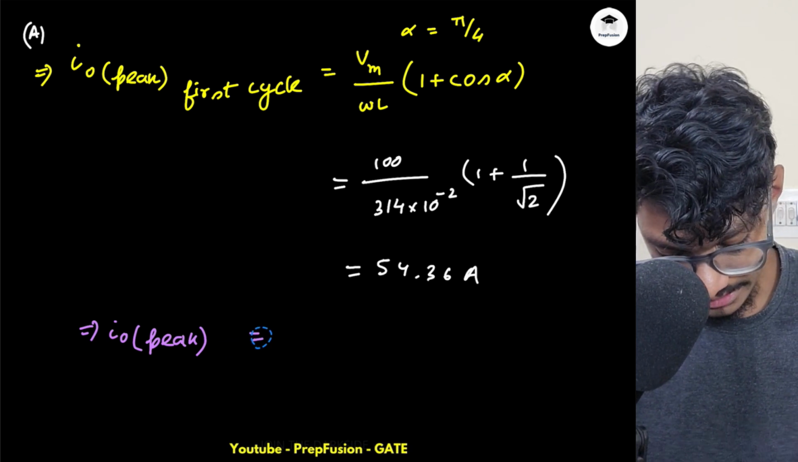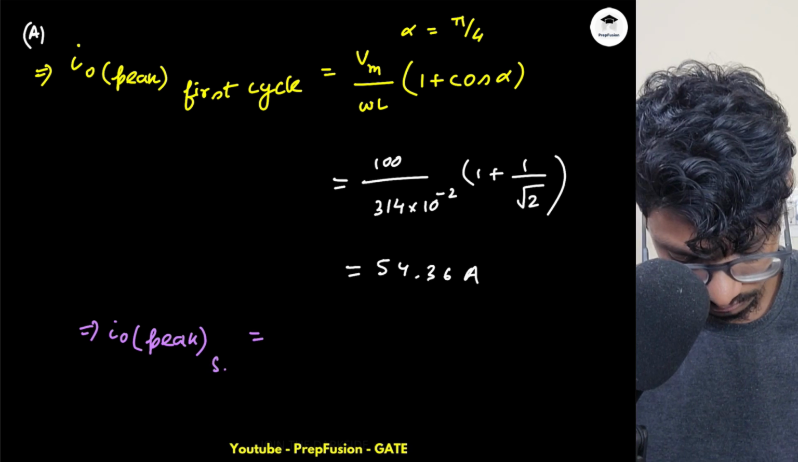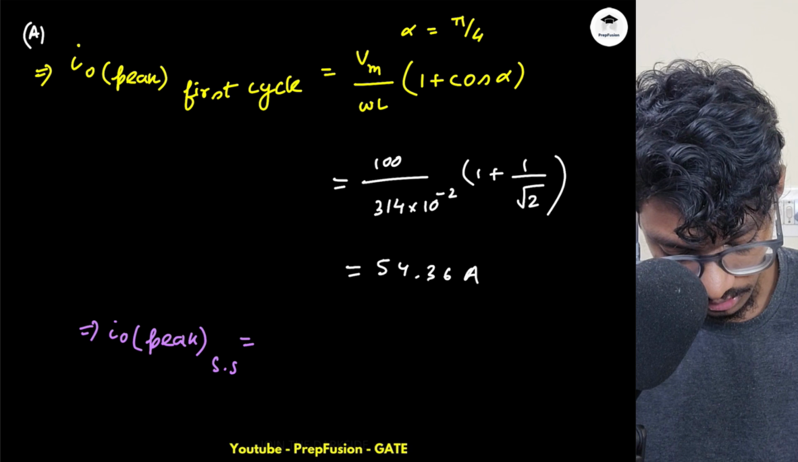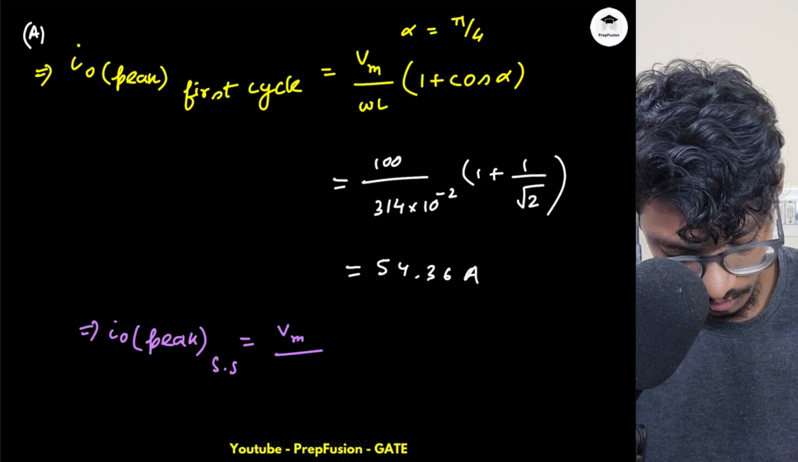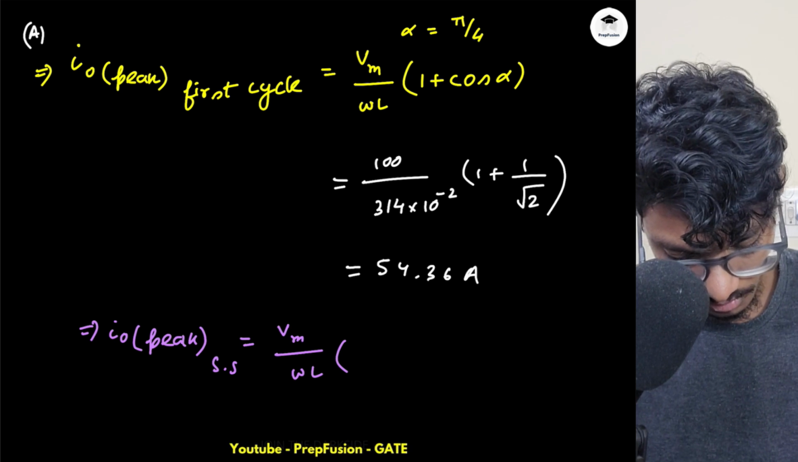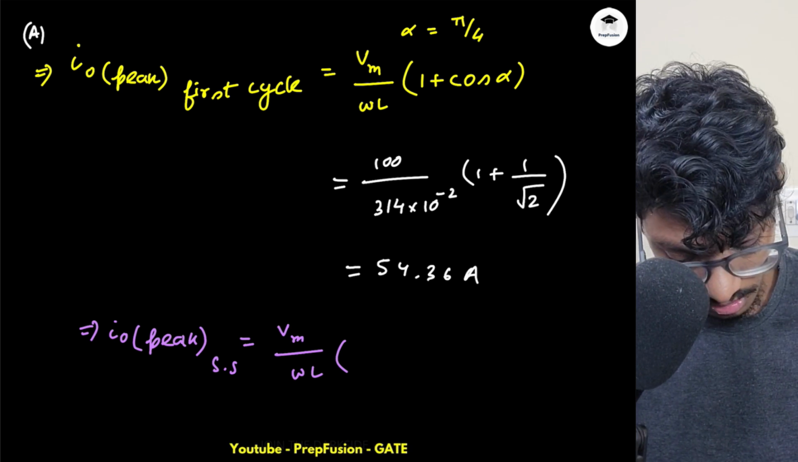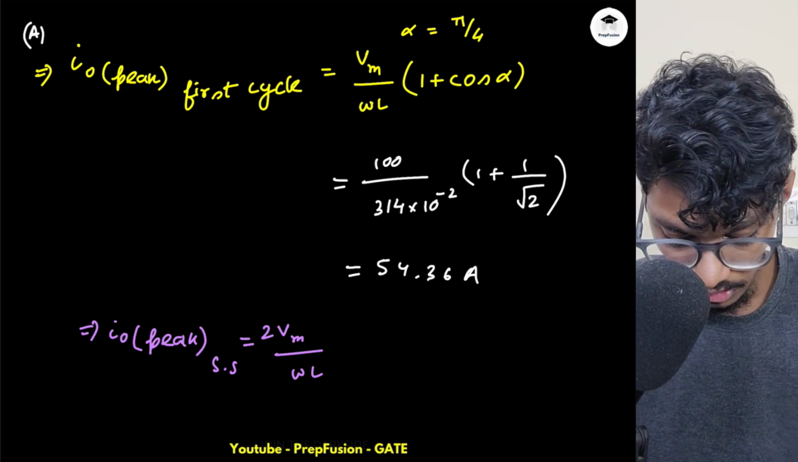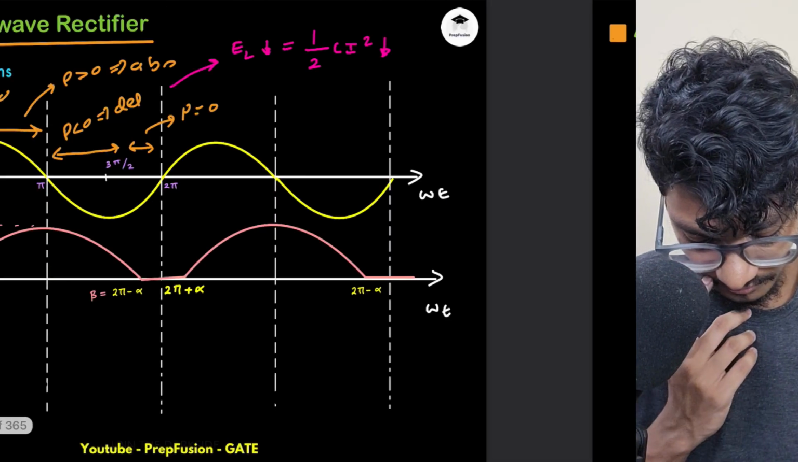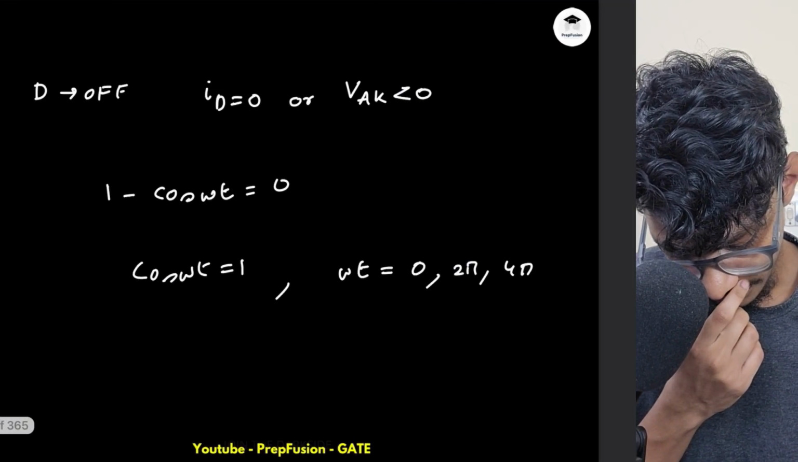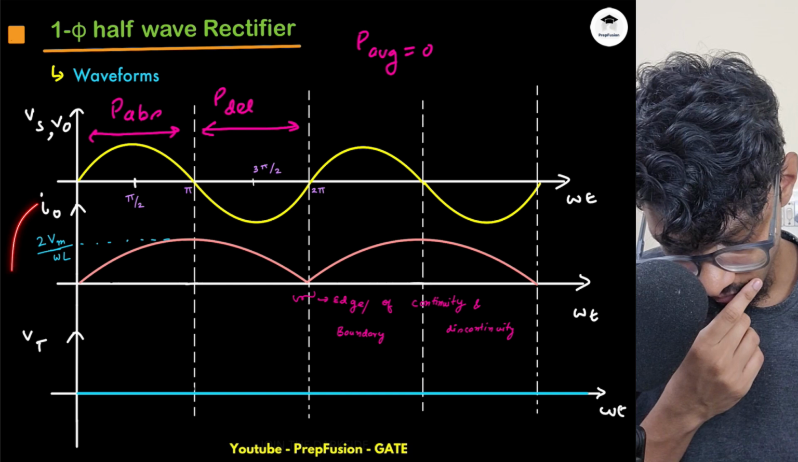I_O peak at steady state equals what? It will be equal to Vm upon omega L, sorry, it will be 2 Vm upon omega L, right? 2 Vm upon omega L. In this case also I have forgotten to compute the peak value. Okay, in the diode case as well, so I have forgotten to derive the peak value.